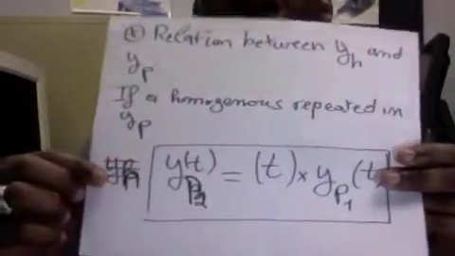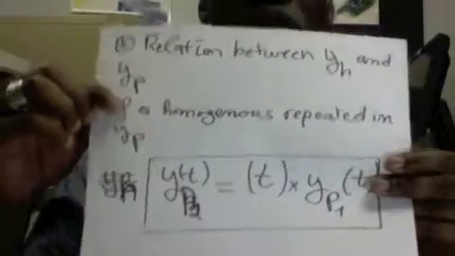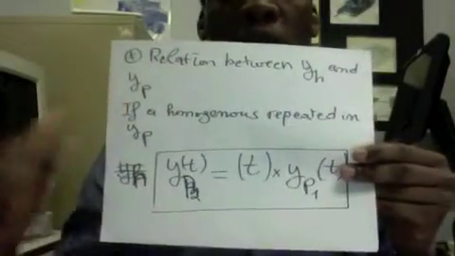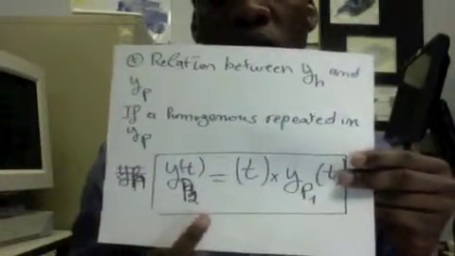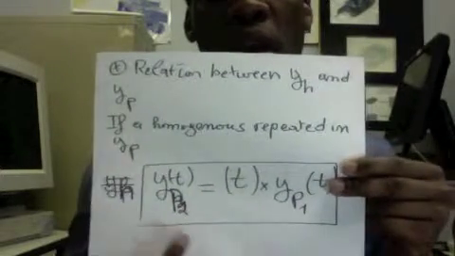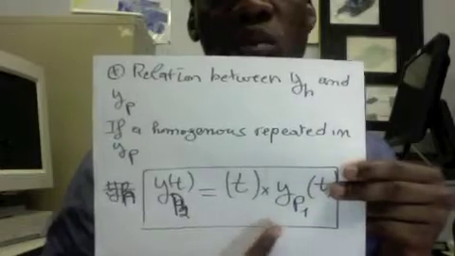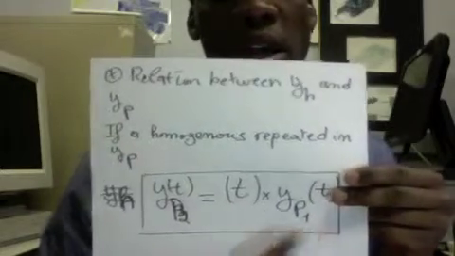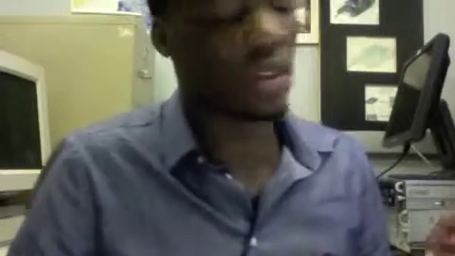So this is a simple formula that you can use. If the homogeneous solution is repeated, you're gonna have your yp2(t), which is gonna be your new particular solution, equal to t times yp1(t). And you can continue doing this process up to yp3 or yp4, as long as there is a repetition of the homogeneous solution in the particular solution.